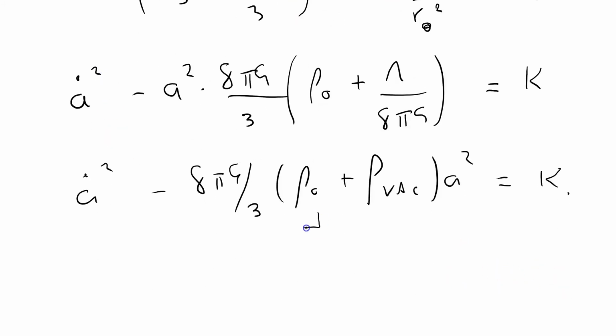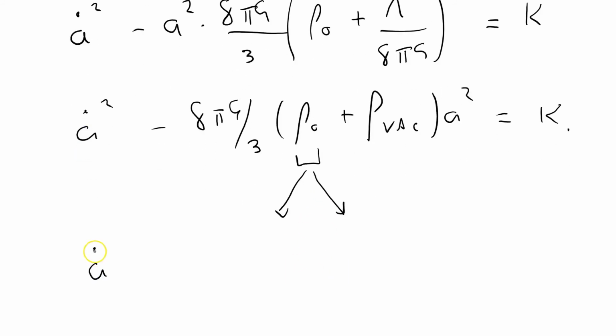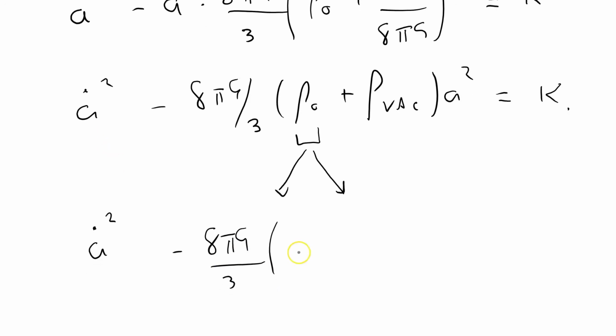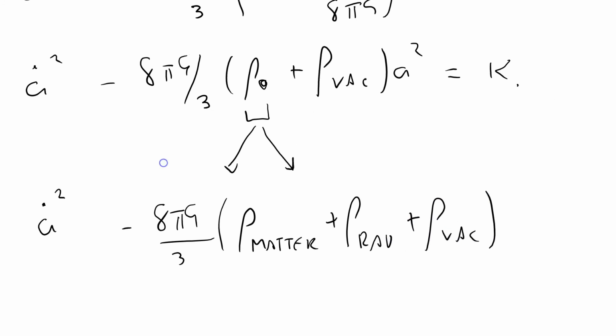Now I'm going to rewrite rho 0, which is just the density, and decompose it into its two forms. Again, this is not really mathematics. This is more a sort of physical convenience, and we'll see in a minute why we need to do this. So rho 0 is the density in the material's rest frame. So we've got rho matter plus rho radiation plus rho vacuum, all times a squared, equals k. And this is called the Friedmann equation.